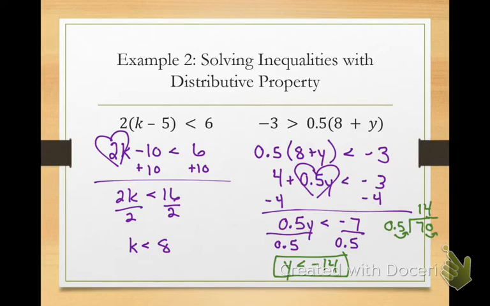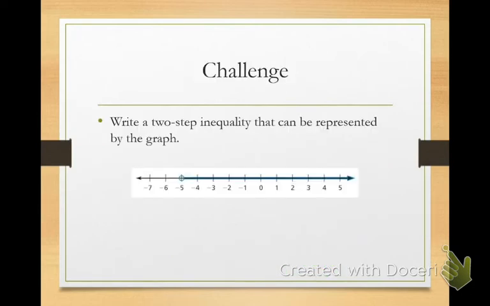How'd you guys do on that? So it gets a little tricky, okay, but still doable. All right, now this one is a bit of a challenge, okay? So if you remember back to equations, we wrote our own equation that had a targeted solution. So we wanted our solution to be 3 or -4. Well, now it's not just a one step. They want you to write a 2-step inequality that could be represented by the graph.